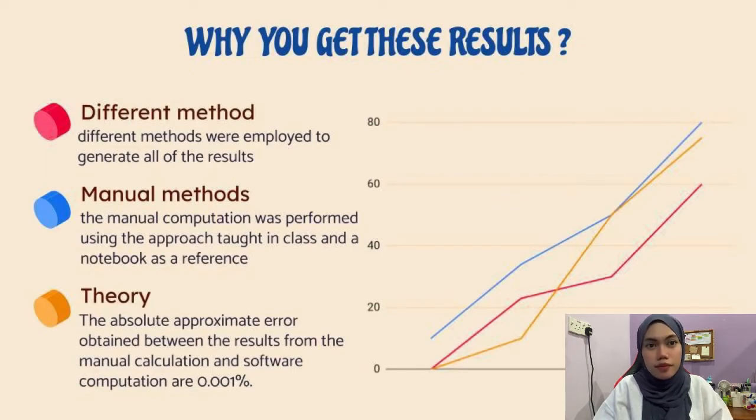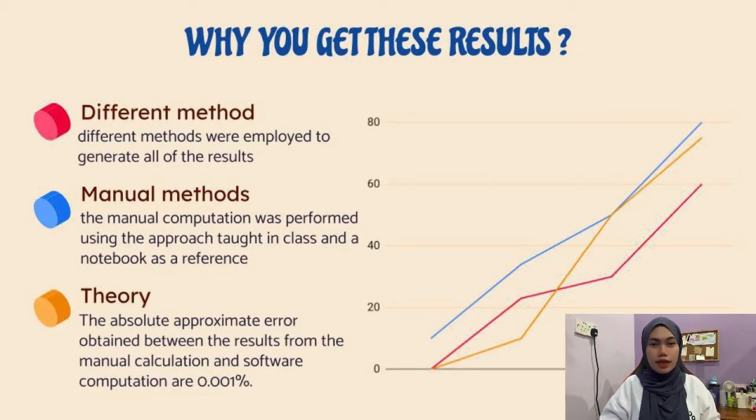Why did we get this result? First, different methods. Different methods were employed to generate all of the results. Second, manual method. The manual computation was performed using the approach taught in class and notebook as a reference. Lastly, theory. The absolute approximate error obtained between the result from the manual calculation and software computation is 0.001.